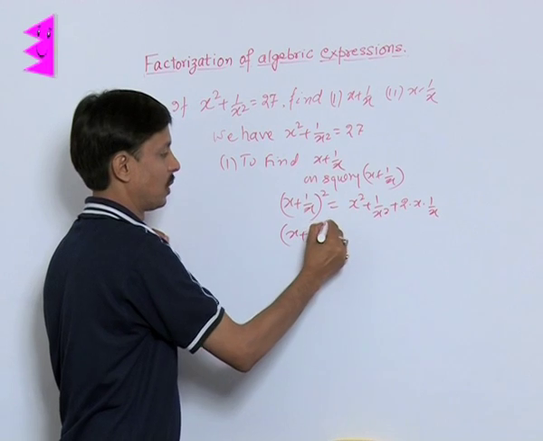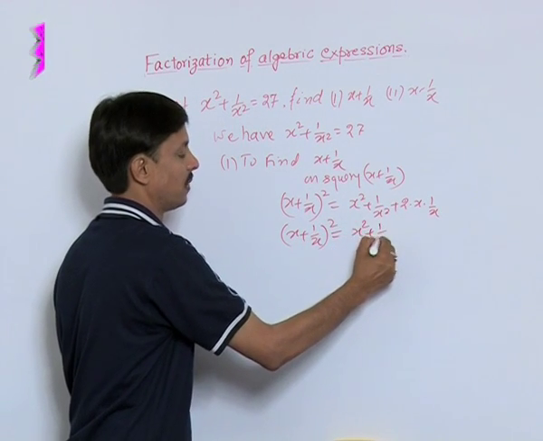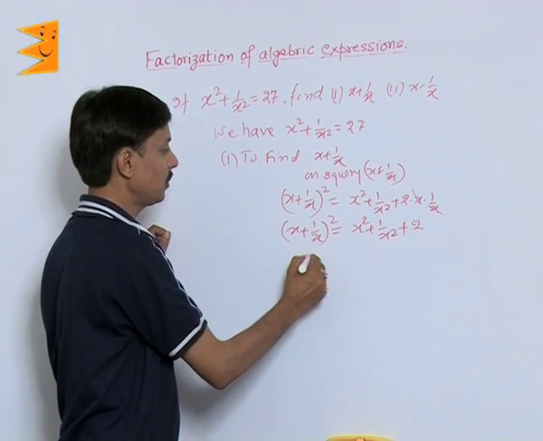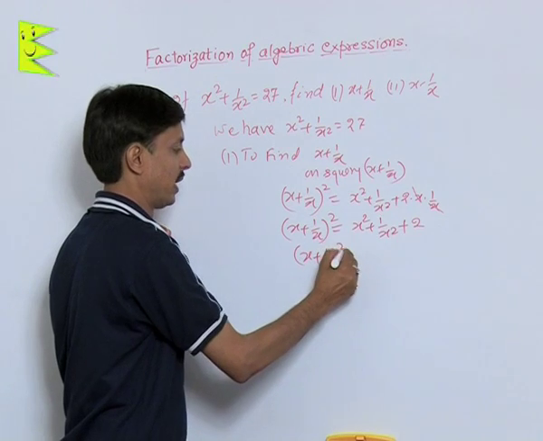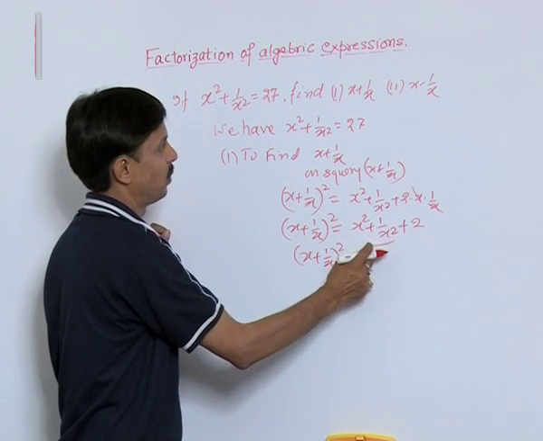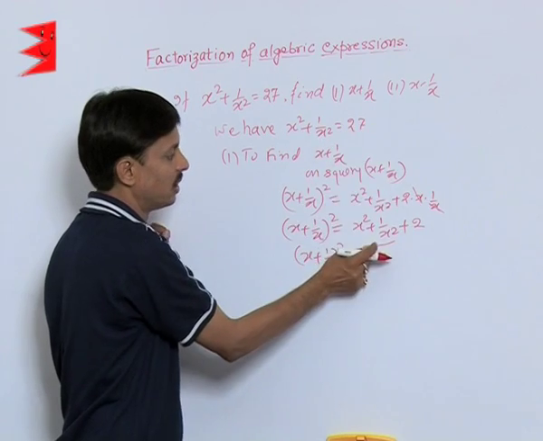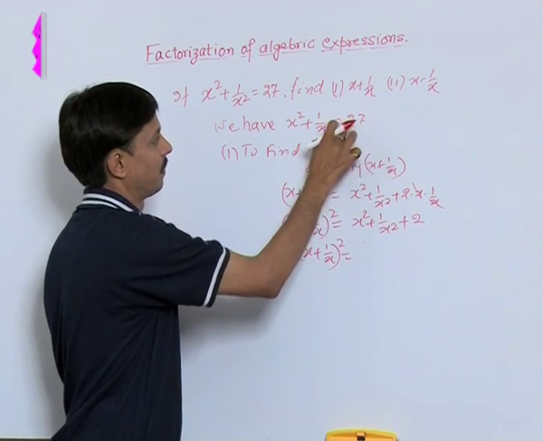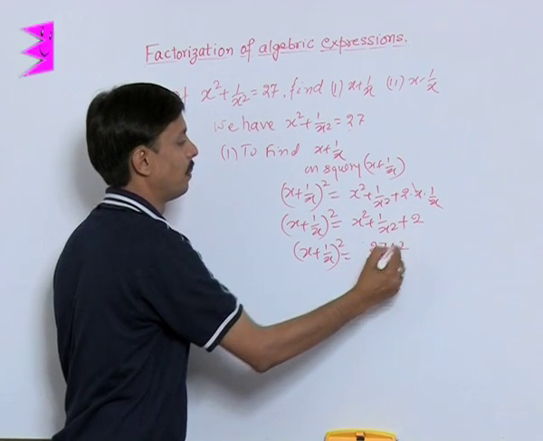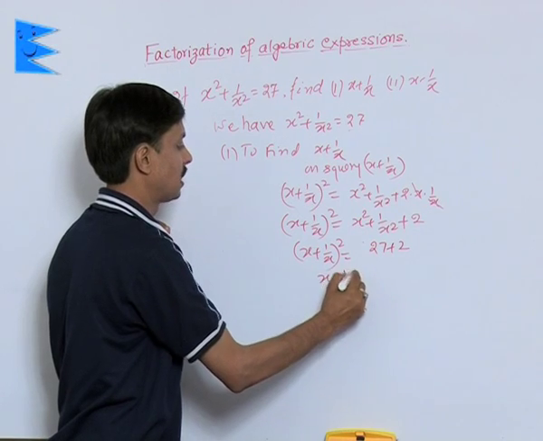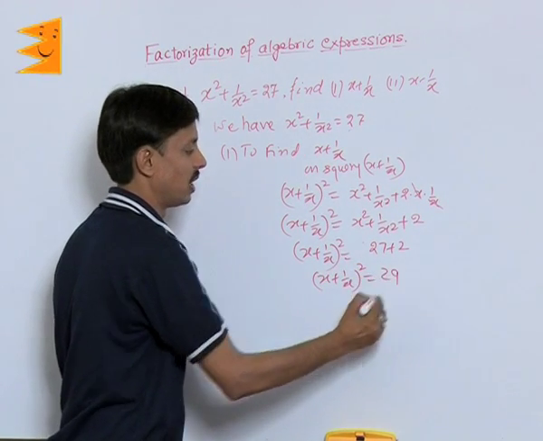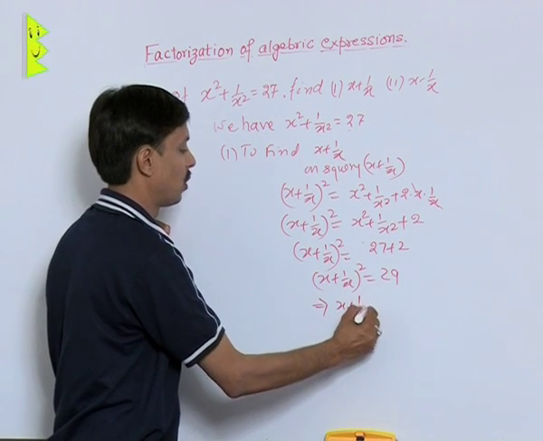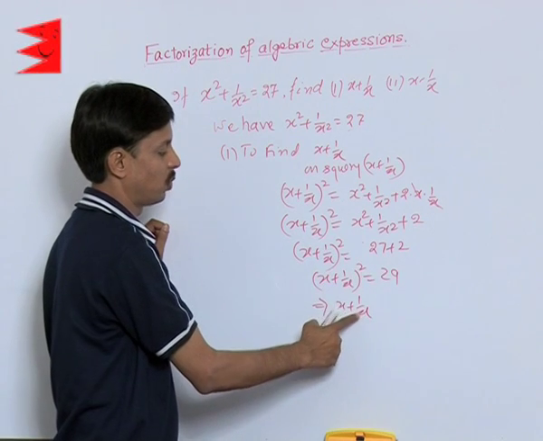Hence x plus 1 upon x whole square is equal to x square plus 1 upon x square plus, this x and this x get cancelled, 2. So x plus 1 upon x whole square becomes, the answer of x square plus 1 upon x square is given as 27. So x square plus 1 upon x square will be replaced by 27. So this becomes 27 plus 2. Hence x plus 1 upon x whole square is 29. On taking the square root, we can say x plus 1 upon x, because the square root of x plus 1 upon x whole square is what?